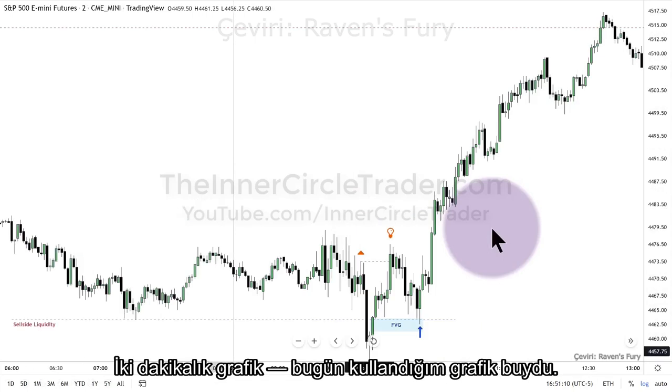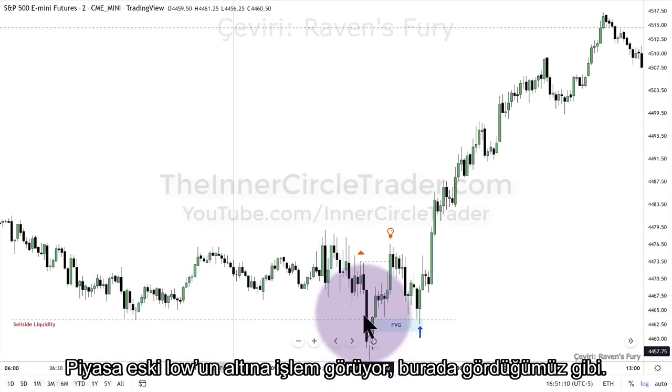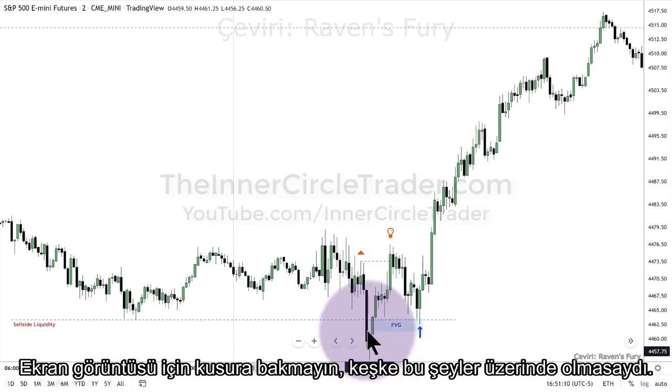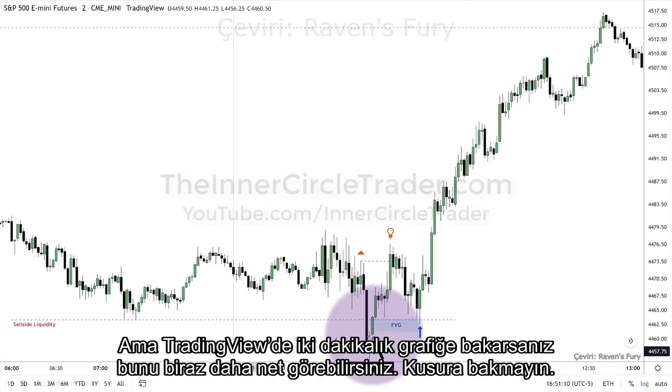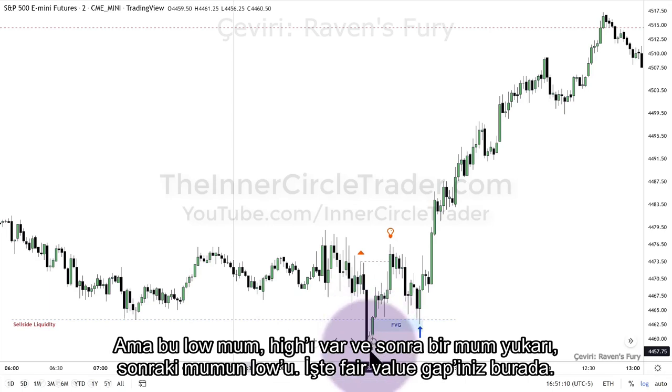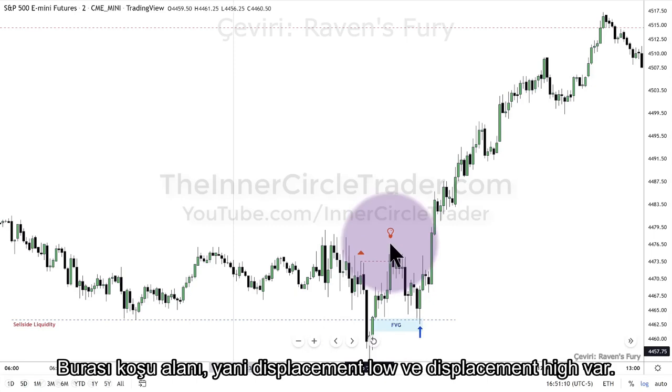So the 2-minute chart, this is what I was using. The market trades below the old low, as we see here. I apologize for the screenshot. I wish I wouldn't have had these things on it, but you can look at your 2-minute chart on TradingView and you'll see this a little bit more clear. But this low candle, it's high. Then we have one candle up. The next candle's low. There's your fair value gap. That's the run in here.